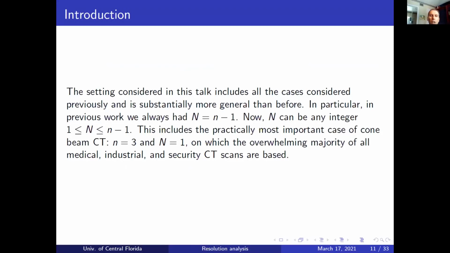So this setting includes a more general variety of transforms than was known before. In particular, until recently, I could only deal with the case when capital N was little n minus 1, just codimension one Radon transforms. Now capital N can be anything. In particular, it includes the most practically important case of the cone beam transform, where the ambient space is three-dimensional and we are integrating over one-dimensional lines or curves.